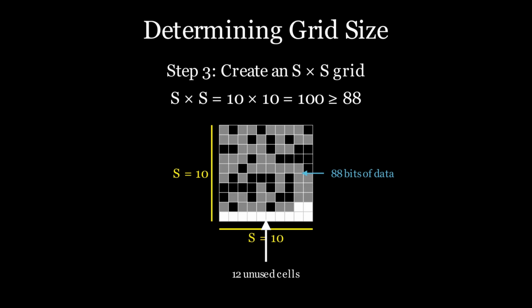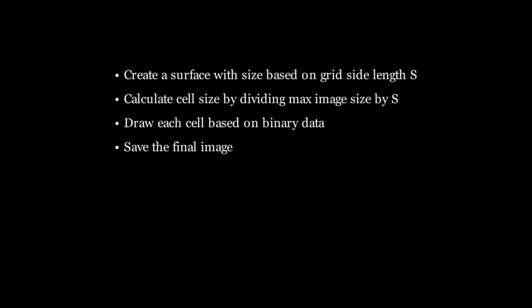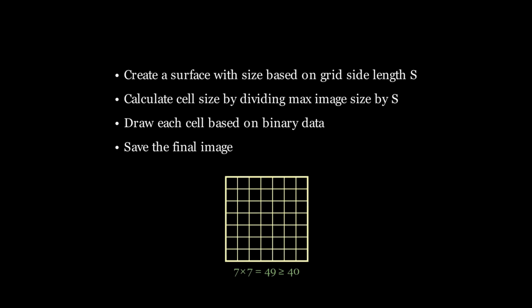After all that, it's time to create the image, and for that I used Pygame, which is a Python library, to create the image, and I did so by creating a surface, which is like a digital canvas, with a size based on the grid's side length. I then draw the grid on the surface, going cell by cell. Once the grid is drawn, I save the surface as a PNG image, and this image is the final visual representation of the encrypted data.